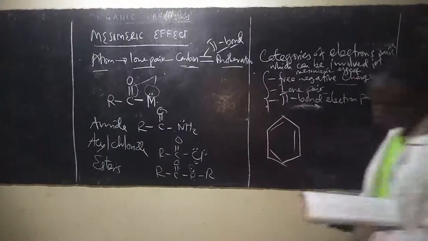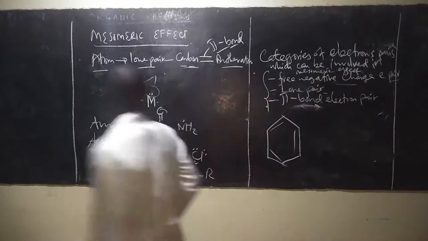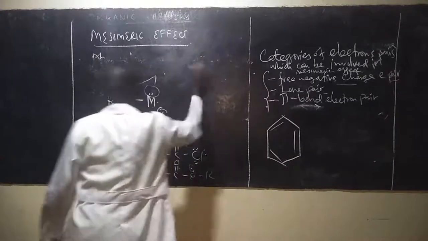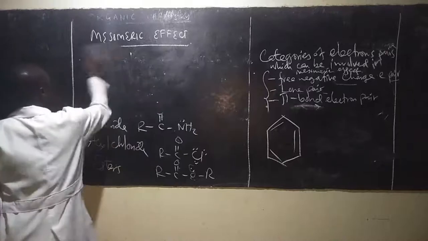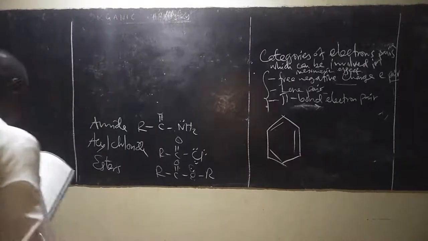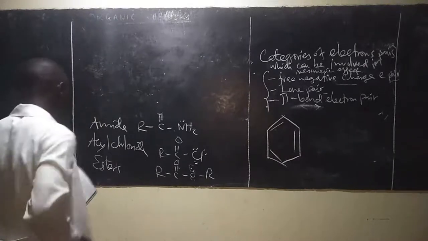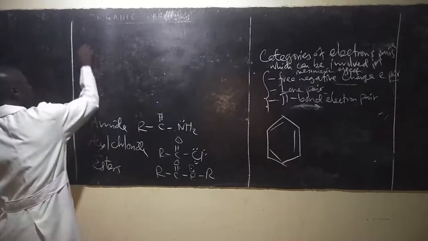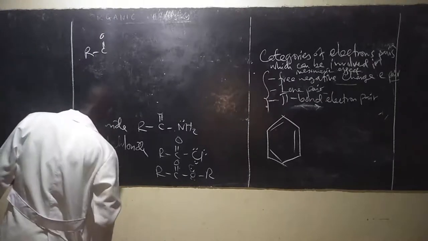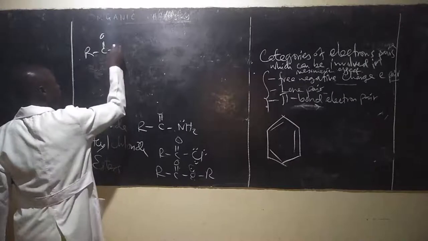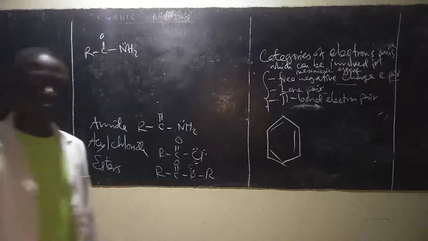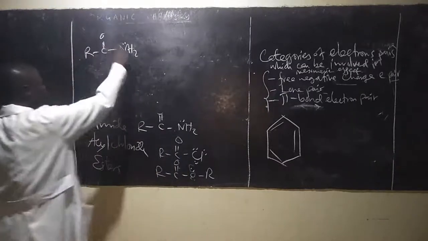Kwenye hizi different kinds of compounds unaweza kuona jinsi gani resonance au mesomerism inakuwa inatokea. Resonance au mesomerism inakuwa inatokea kwenye hizi compounds. So kwa mfano kwenye amides unaona tunakuwa tuna R, C, double bond, O, then NH2, lone pair. So what happens, tulisema, these electrons hapo zinaweza kudelocalize.